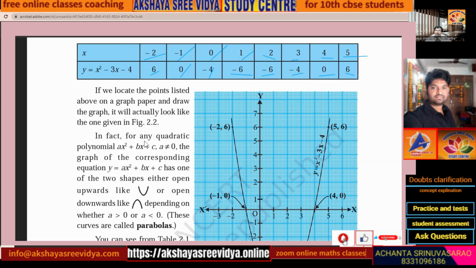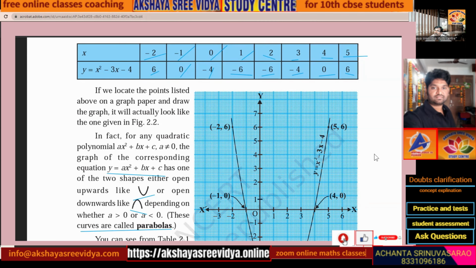In fact, for a quadratic polynomial ax squared plus bx plus c, a not equal to 0, the graph of the corresponding equation ax squared plus bx plus c has one of two shapes, either open upwards or open downwards, depending on whether a greater than 0 or a less than 0. These curves are called parabolas.